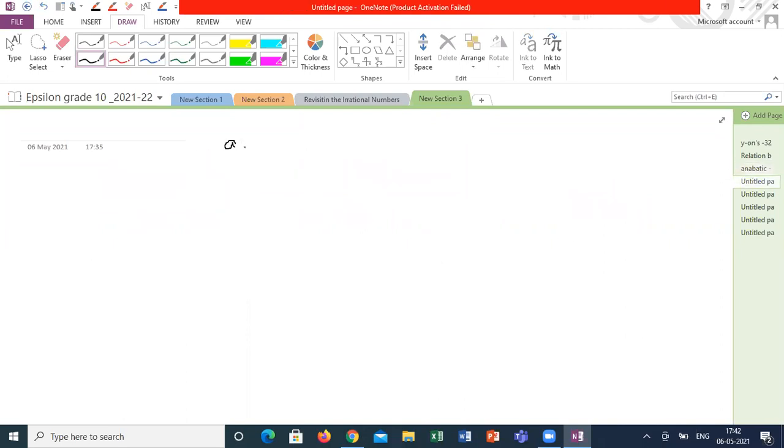So I am taking ax square plus bx plus c, and I am taking x minus alpha into x minus beta. Both represent the same polynomial if alpha, beta are the zeros of the given polynomial.